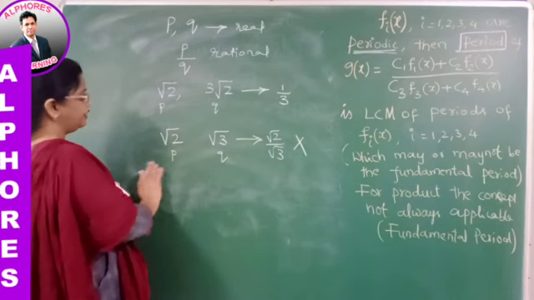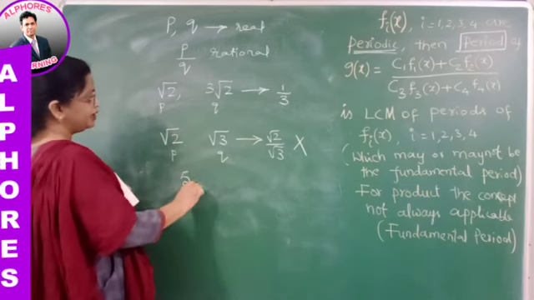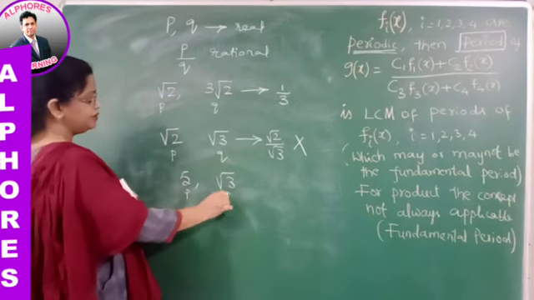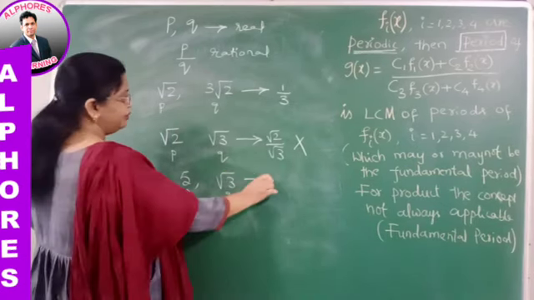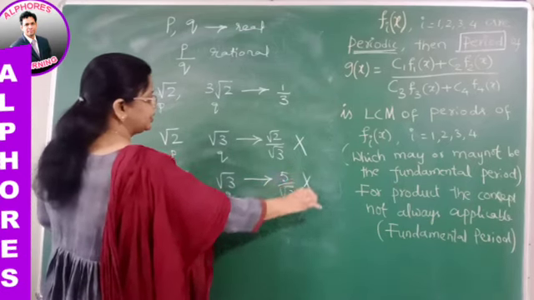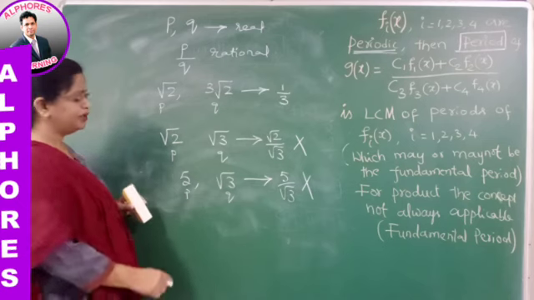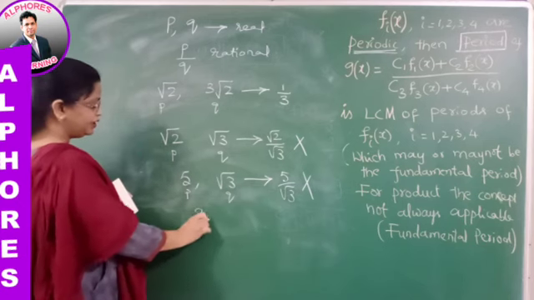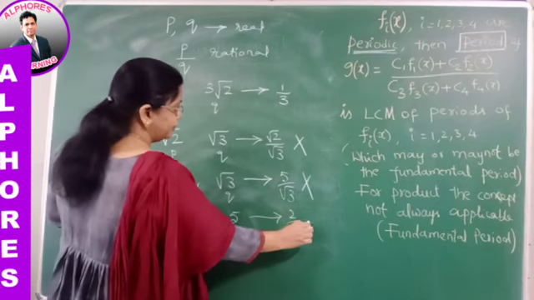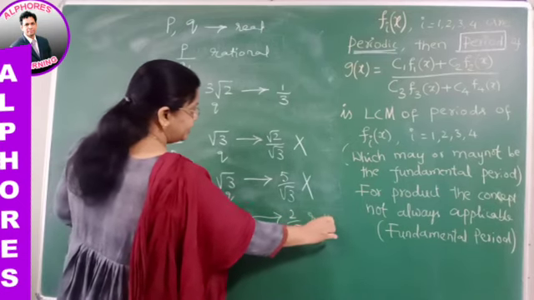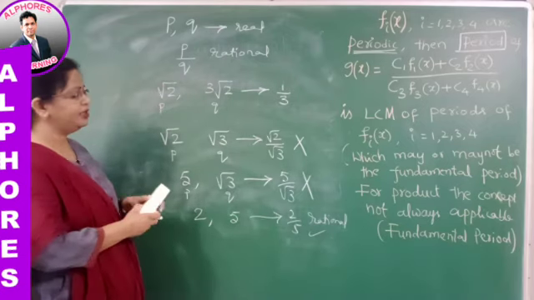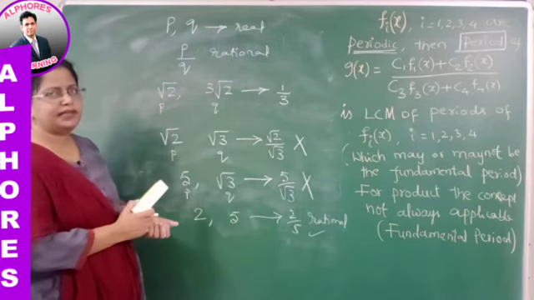And for the next value, suppose one is 5 and the other is root 3. This is your P and this is your Q. Then what about 5 divided by root 3? Again it is not a rational number. Now suppose I take 2 here and 5 here, then you can say 2 by 5, which is rational. Therefore here the LCM exists. So what are our observations from these kinds of examples?